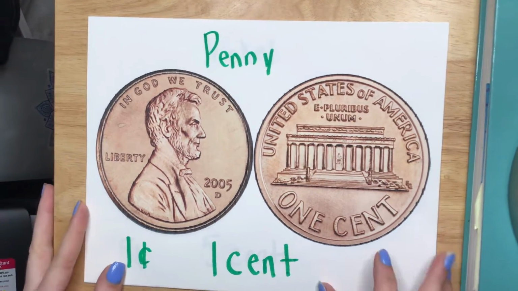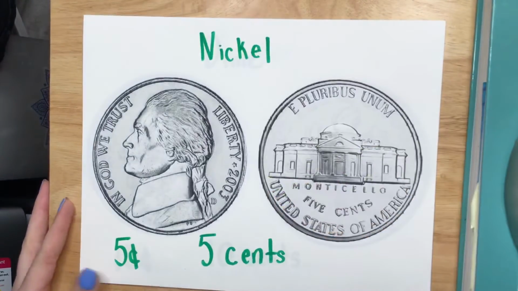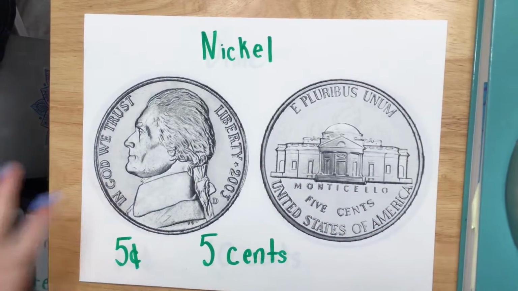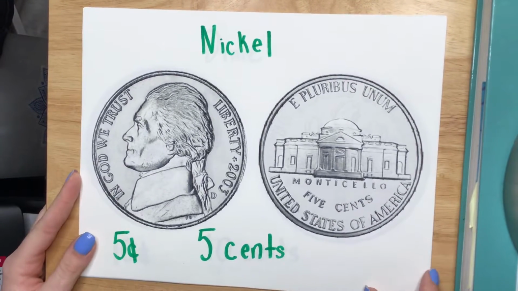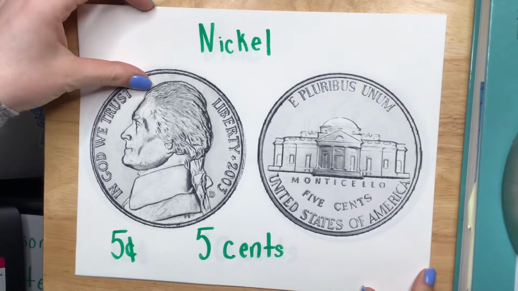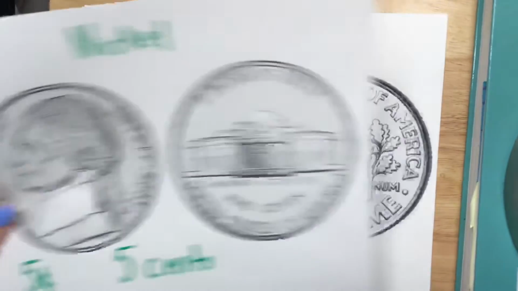And then we have the nickel. The nickel is worth 5 cents. This is the front and this is the back. And remember that we have the cent sign, the C with the line through it. We want to make sure we use that cent sign to represent the amount of cents we have.